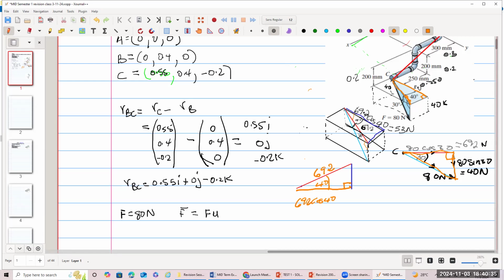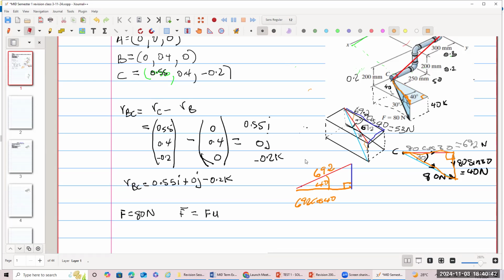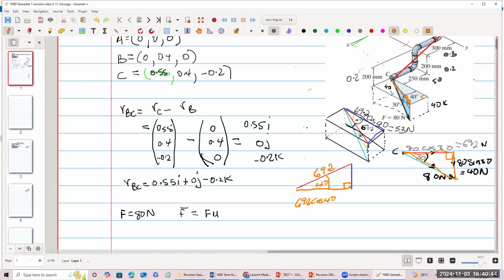So this distance around here is, can I clean that up? The diagram has too much information there. So that distance that I have right around there now is 53 Newtons. Anybody disagree with that so far? Any disagreement there? We good?